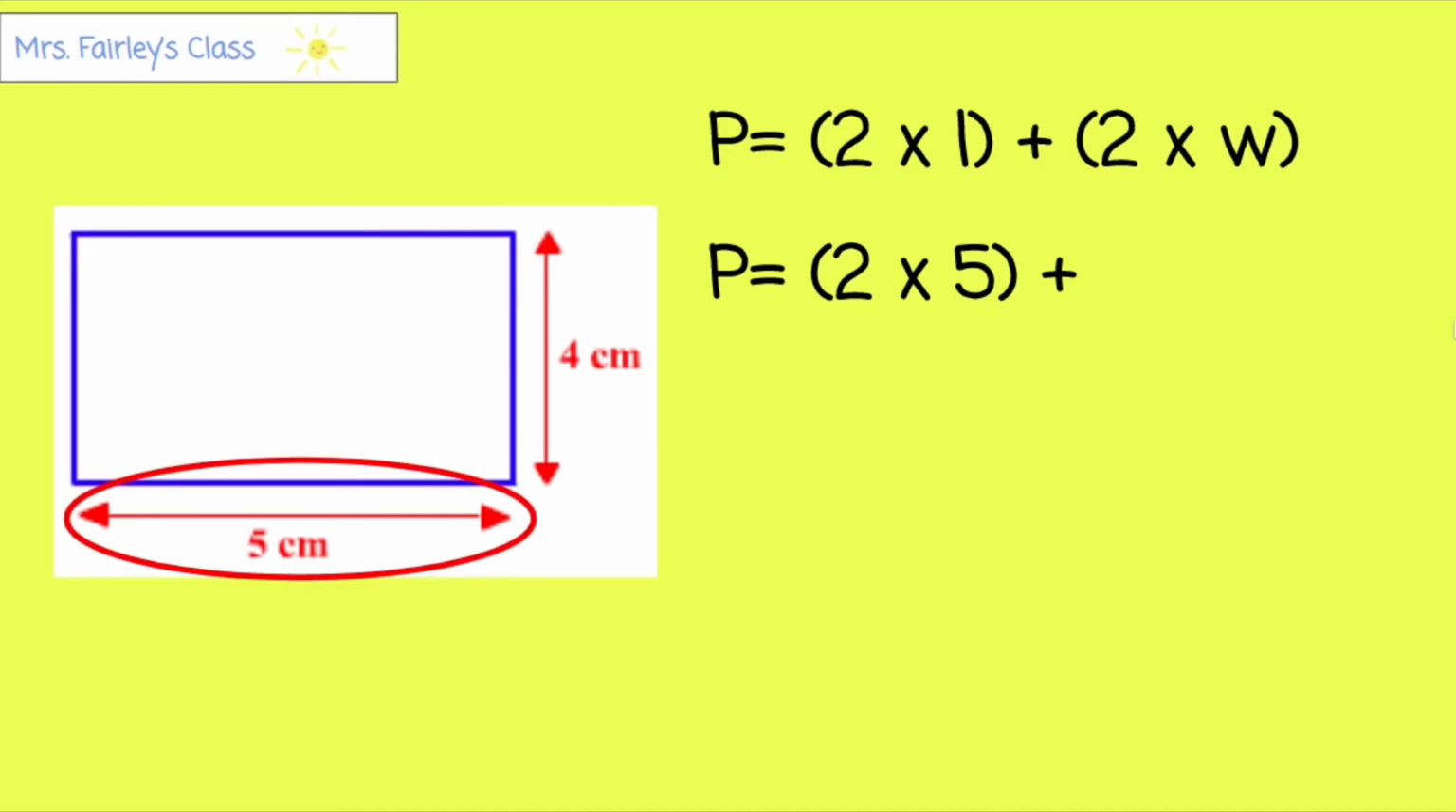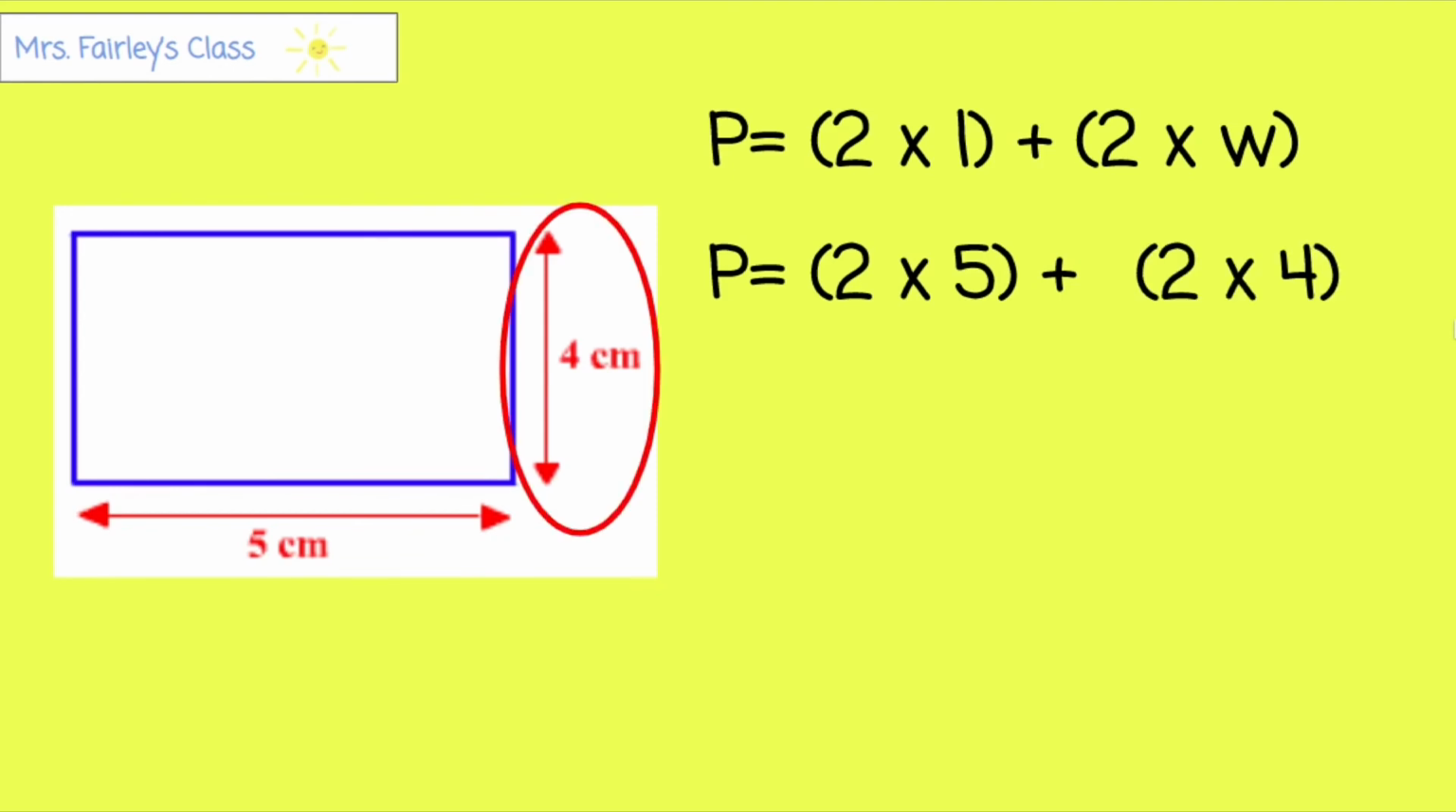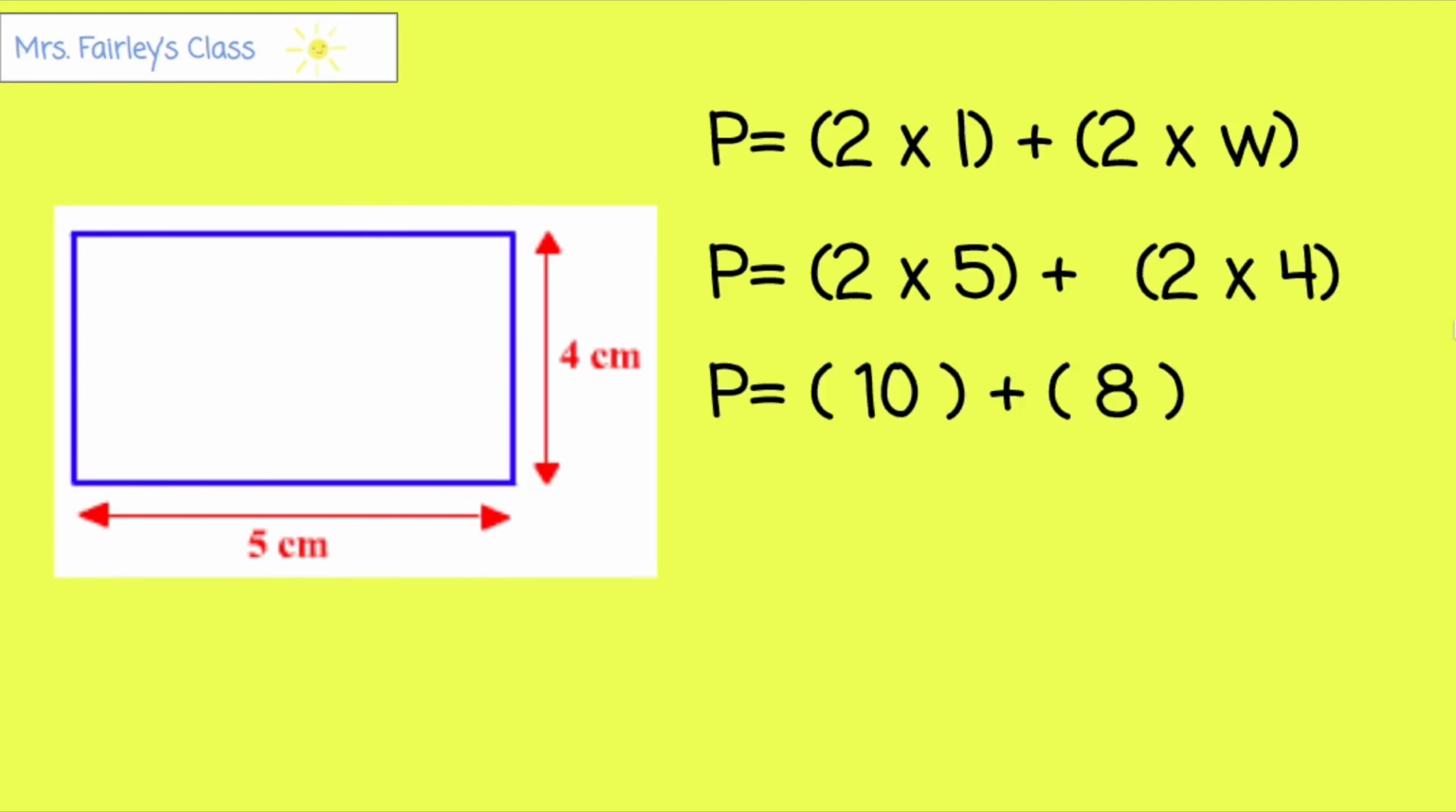The length is always the longest side of the rectangle, and the width is always the shorter side of the rectangle. That gives us 10 plus 8 for a perimeter of 18 centimeters. I hope this video helps you understand what perimeter is and how to find it.